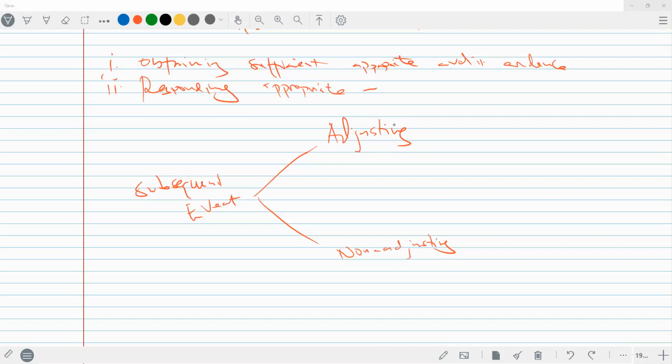I think in the mock I was asking you to make that distinction between the adjusting event and the non-adjusting event, the distinction between the two of them.